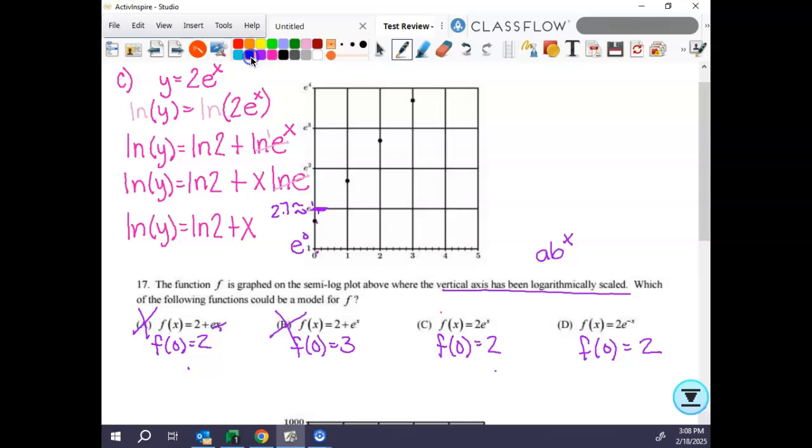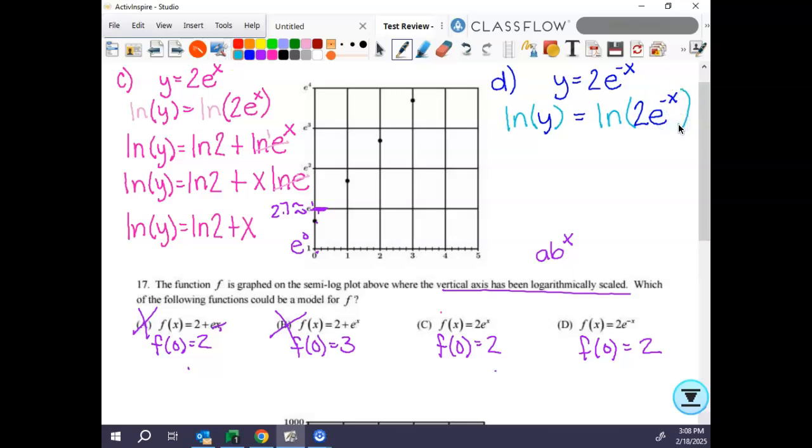Let's go over here and let's do d. All right. So for d, I have y equals 2e to the negative x. And I'm going to take the natural log of both sides. Natural log of y equals natural log of 2 times e to the negative x.